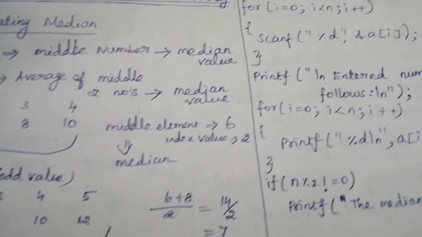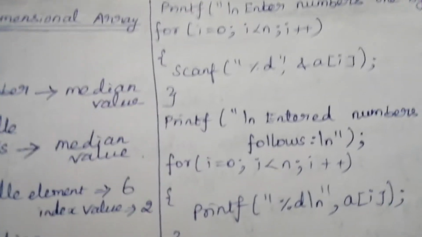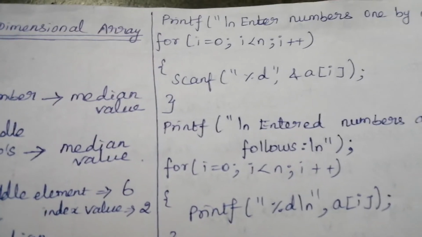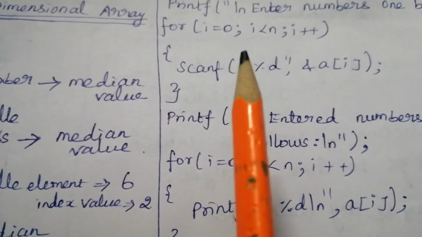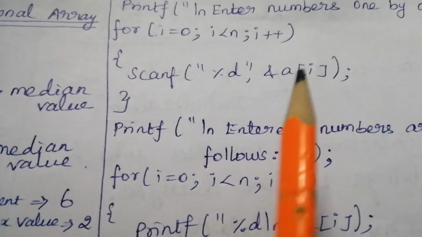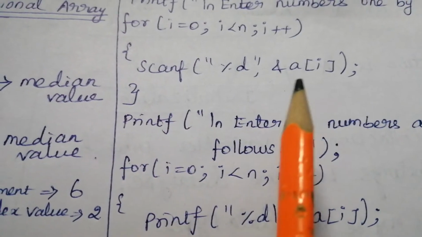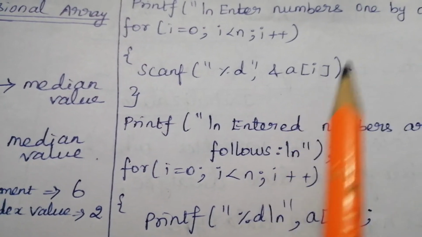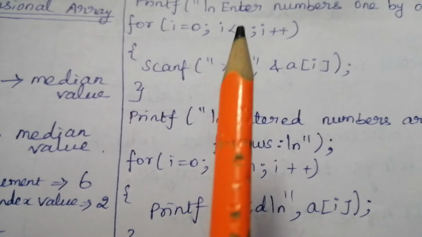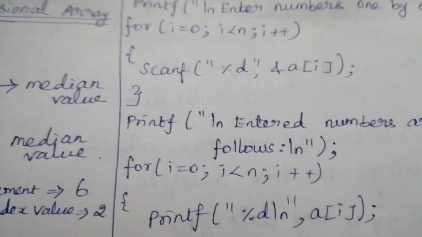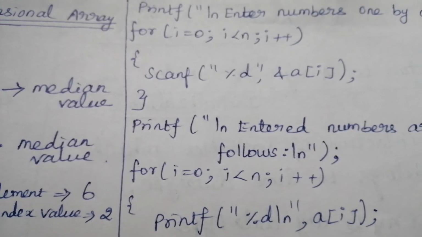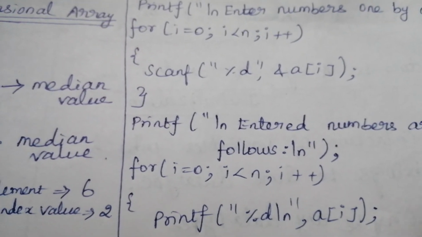After that, I am reading the numbers one by one with the help of a looping statement: for i equal to 0, i less than n, i plus plus. Inside that I have given ampersand a of i, so it will read the numbers one by one. Suppose I have given the n value as 5, then the values will be stored from a of 0 to a of 4.